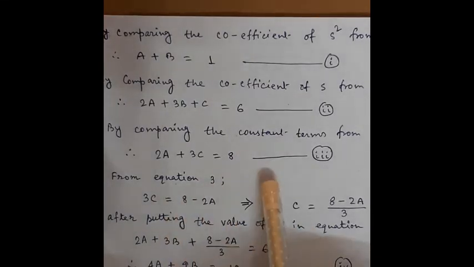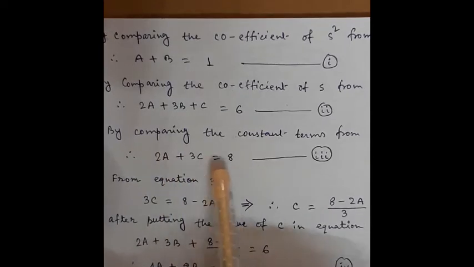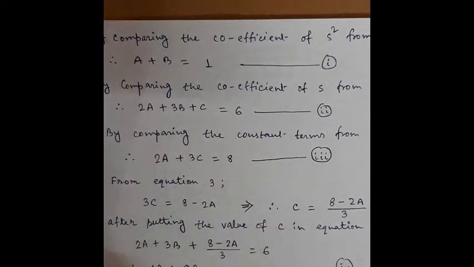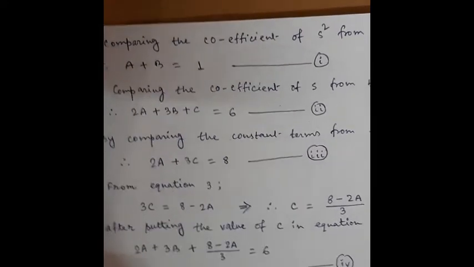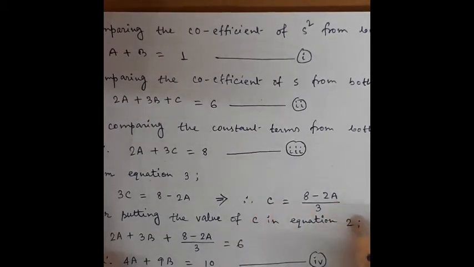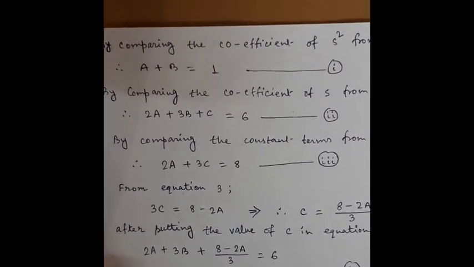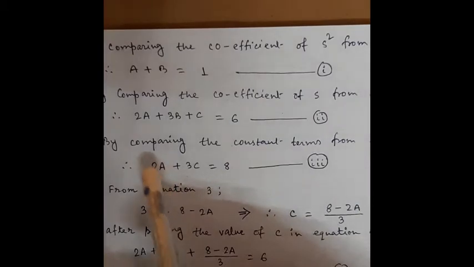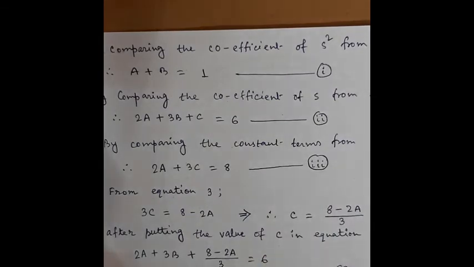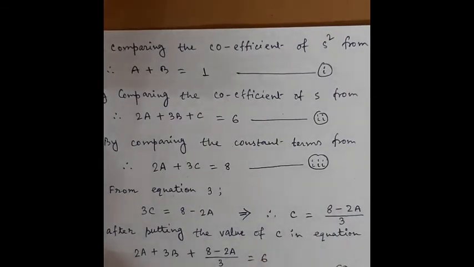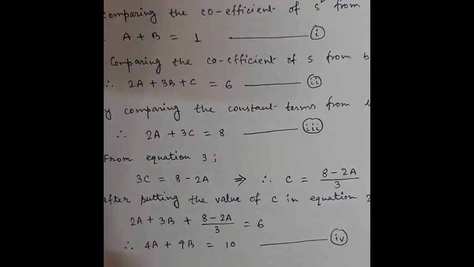So from equation 3, that means 2A plus 3C is equal to 8, we can find out the value of C, that is 3C is equal to 8 minus 2A, and from that we can get C is equal to (8 minus 2A) divided by 3. Now if we put the value of C in equation 2, that is 2A plus 3B plus C is equal to 6, then we will get an equation which consists of only A and B terms, that is we will get finally 4A plus 9B is equal to 10. So this is equation 4.